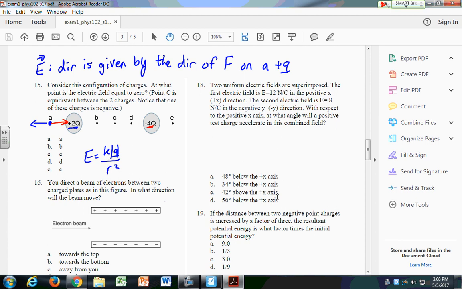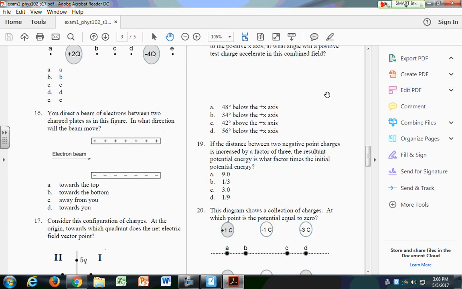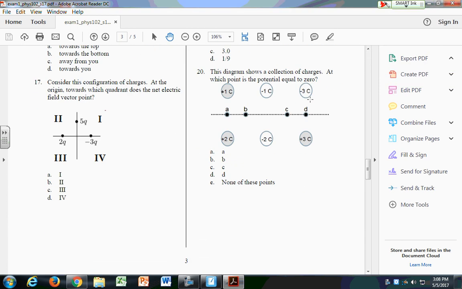So A is the right answer, but let's just draw, for example, B. B due to the plus 2Q charge is going to be in this direction. Due to the minus 4Q charge it's going to be in that direction. So there's no way that those central points can have zero force, or zero electric field, rather. Okay? And similar thing down here. Is that the one you want?